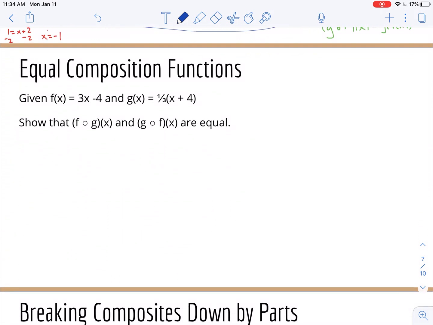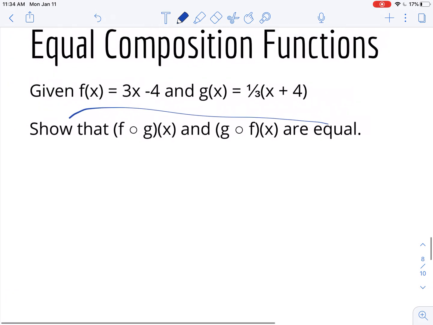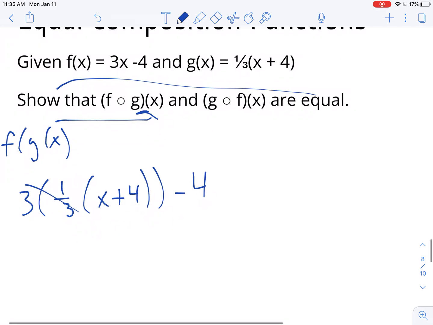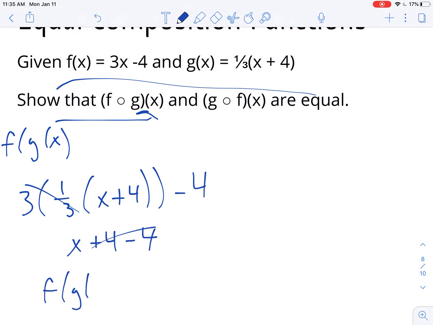All right, equal composition functions. So I'm telling you right now, these are equal composition functions. How do we figure out that they're equal? So I'm going to figure out what f of g of x is, which is the same thing as this. F of g of x is 3 times 1 over 3 times x plus 4 minus 4. These cross out. I'm left with x plus 4 minus 4. These cross out. F of g of x is equal to x.